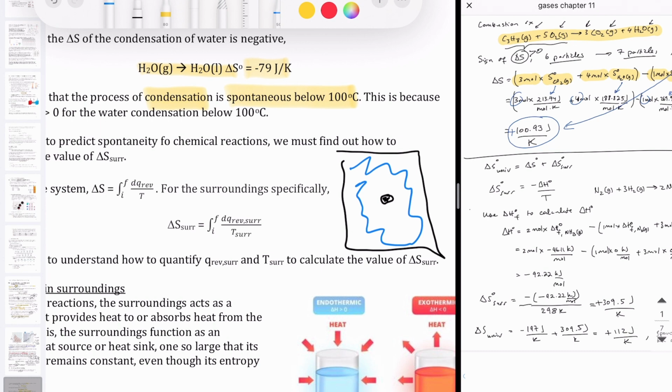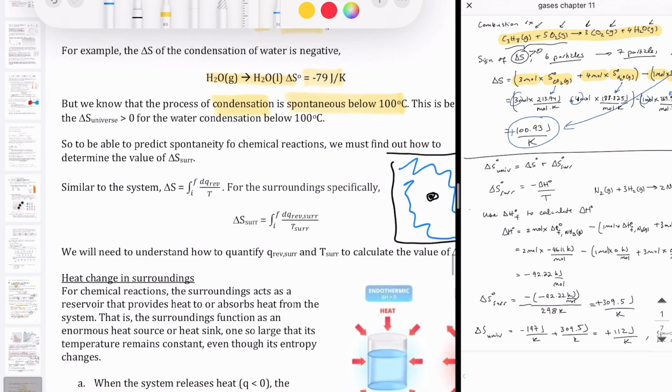And generally speaking, we think of the surrounding as so much larger than the system that pretty much the temperature of the surrounding remains relatively constant. It's just whatever it is. The system's temperature can change up and down, but what happens in the surrounding is the temperature stays relatively constant.